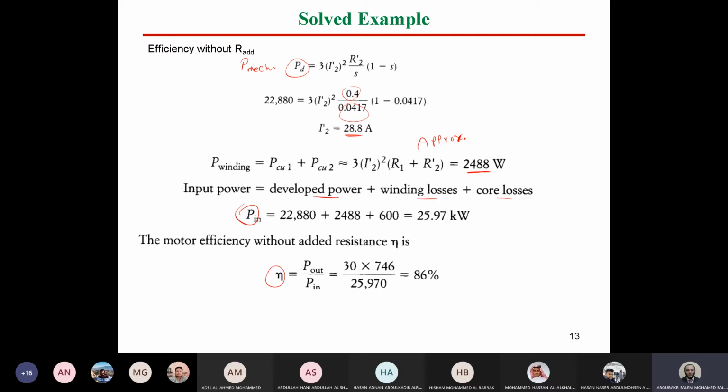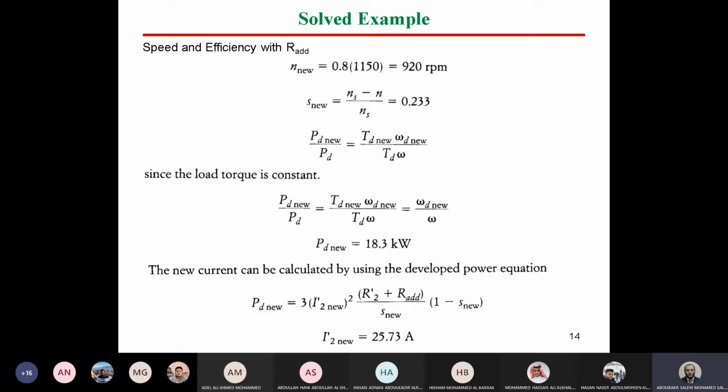So the efficiency without adding resistance is 86. Let's see together the other case. Of course, this is just to compare the new value in order to get S new. We already solved this before.